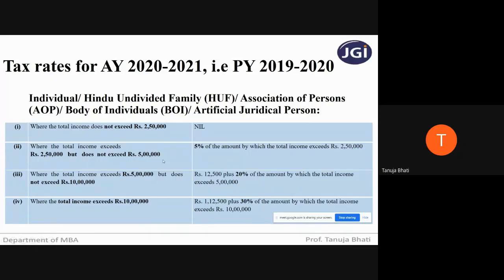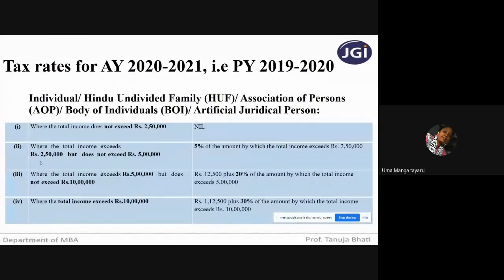5% tax, not on the entire 4 lakh. 4 lakh minus 2 lakh 50, because on 2 lakh 50 I need not pay tax. Only on the balance I need to pay tax. So on 1 lakh 50 I have to pay 5%. So it is 7,500 tax I need to pay.